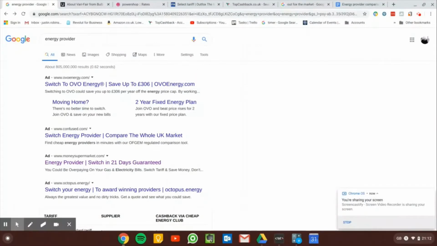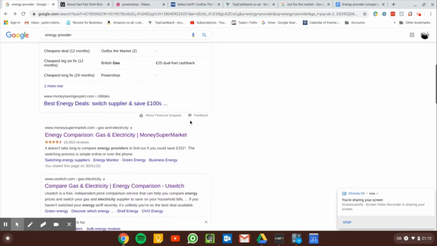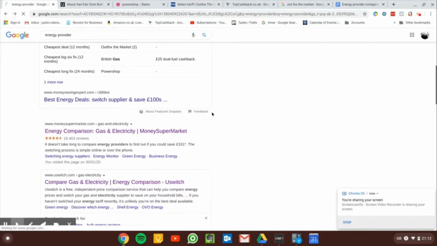Okay, so I'm starting on Google and just type in some keywords, energy provider, something like that will do. Choose any of these comparison sites, doesn't matter which one. Personally, I prefer uSwitch because it's quite quick to put the information in and it lays the information out quite nicely, so I'm going to click on that.